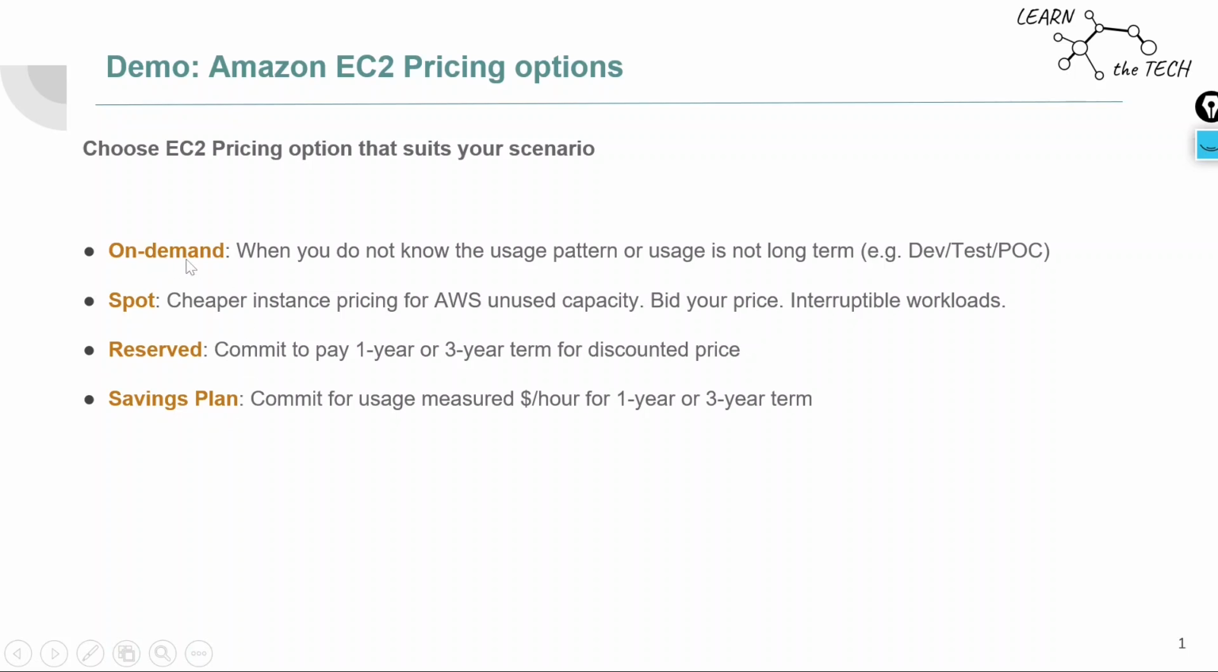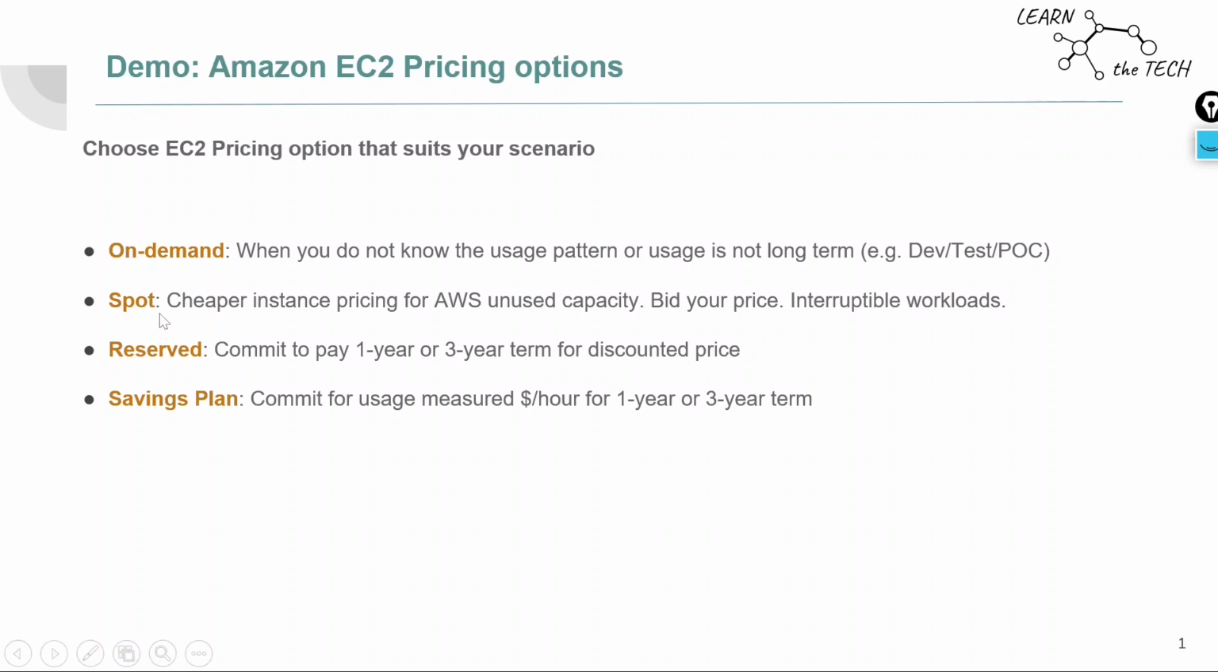So on demand is the default option which you should choose when you don't know for how long you are going to use the EC2 instances, what is the kind of workload, what is the kind of size you are going to need, or maybe it's for a temporary usage like for your development testing or some proof of concept.